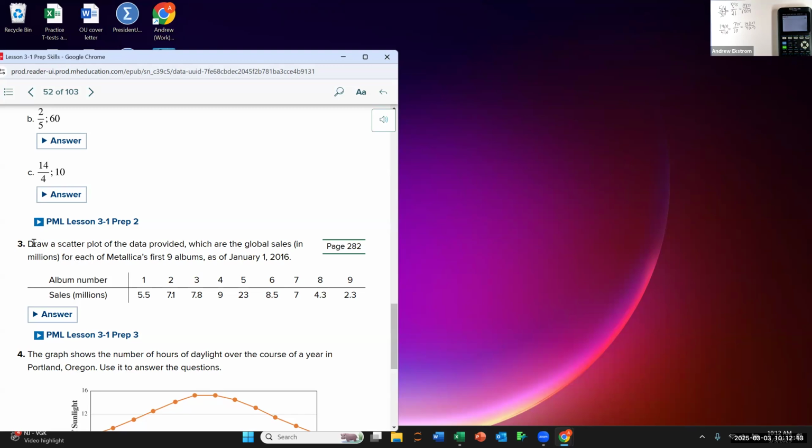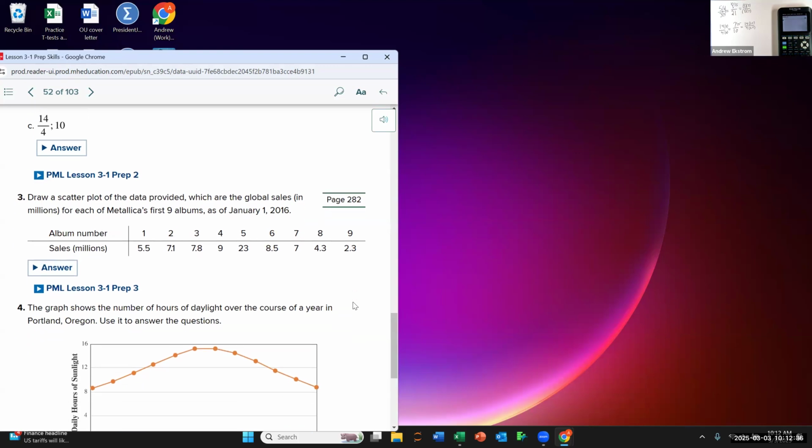So looking here, number 3, it says draw a scatter plot for the data provided, which are global sales in millions for each of Metallica's first 9 albums as of January 1st, 2016. Album number 1, 2, and so on, and then the number of albums that were sold for each one of them. If we're going to be doing something like this with a graphing calculator, we have to determine which one of these, and these are called variables. So which one of these variables do we want to be the x-axis? Which one do we want to be the y-axis?